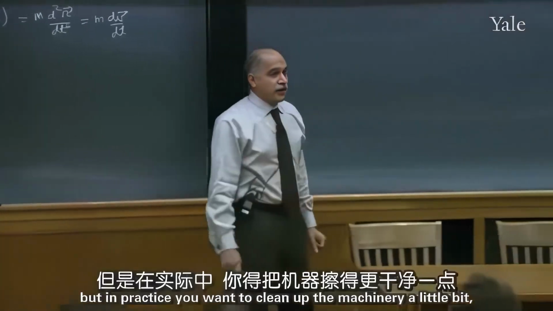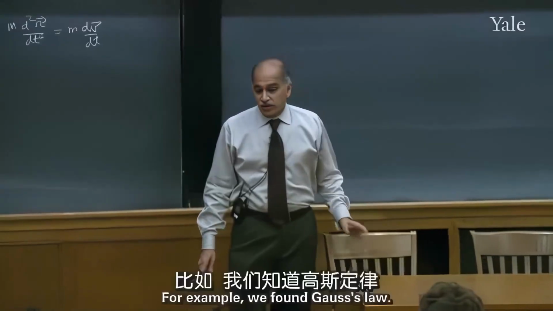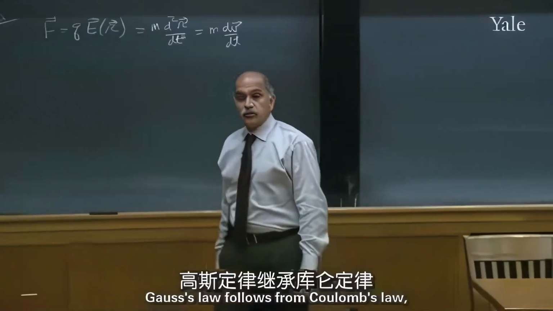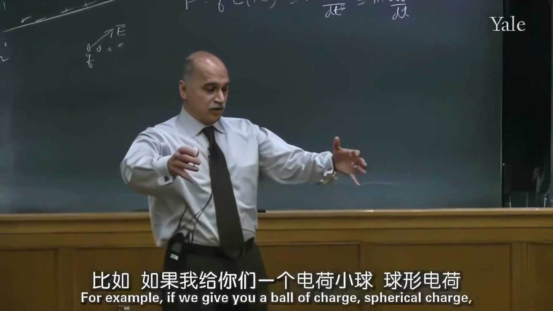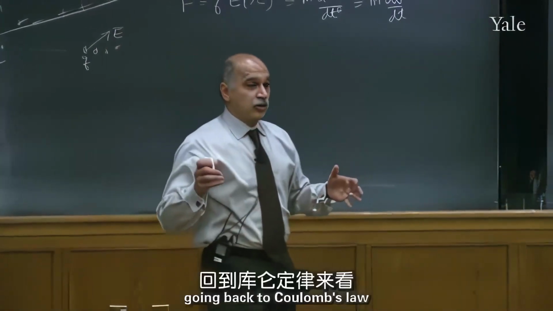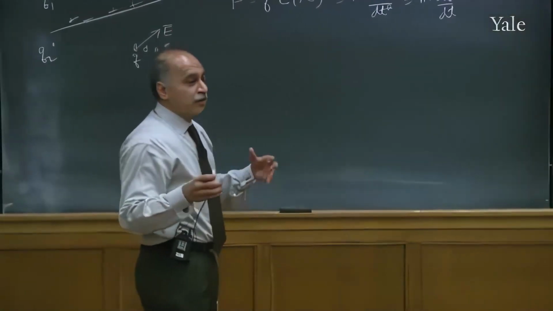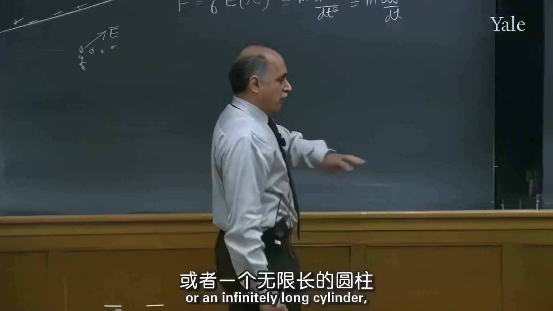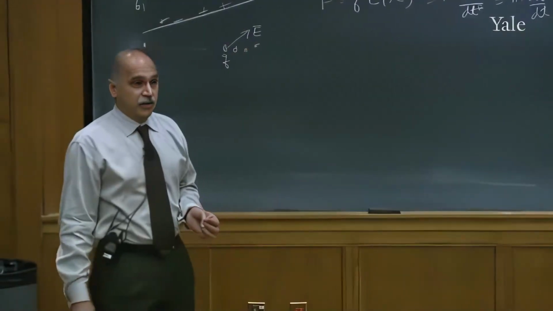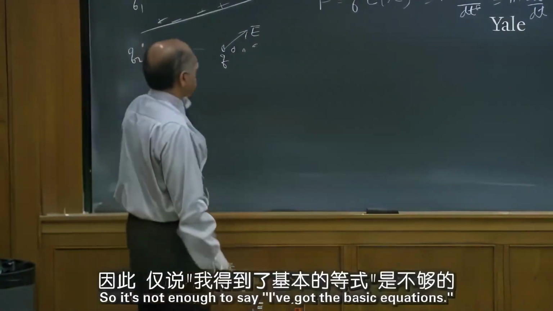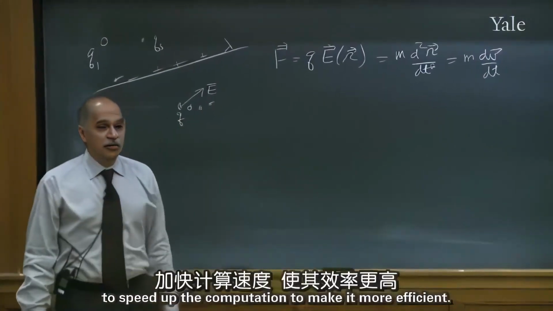But in principle, that's all you need to do electrostatic problems. But in practice, you want to clean up the machinery a little bit, make it more efficient. For example, we found Gauss's law. Gauss's law follows from Coulomb's law, but we found it's quite useful. For example, if you give you a ball of charge, spherical charge, going back to Coulomb's law and first principles, it's very difficult. But if you use Gauss's law and the symmetries, you're able to find the electric field around a sphere, or an infinitely long cylinder, or an infinite plane, or simple geometries like that. So it's not enough to say, I've got the basic equations. You always want to see if there are ways to speed up the computation, to make it more efficient.